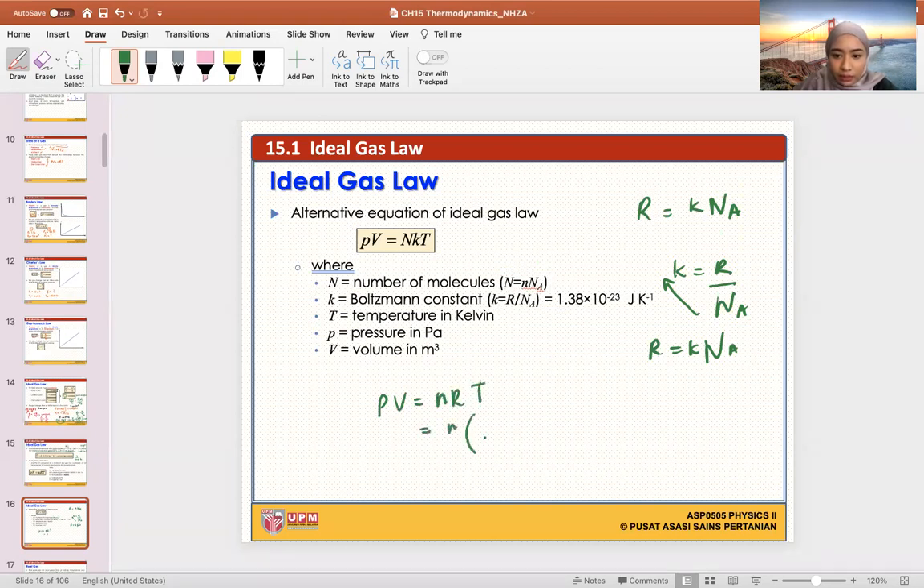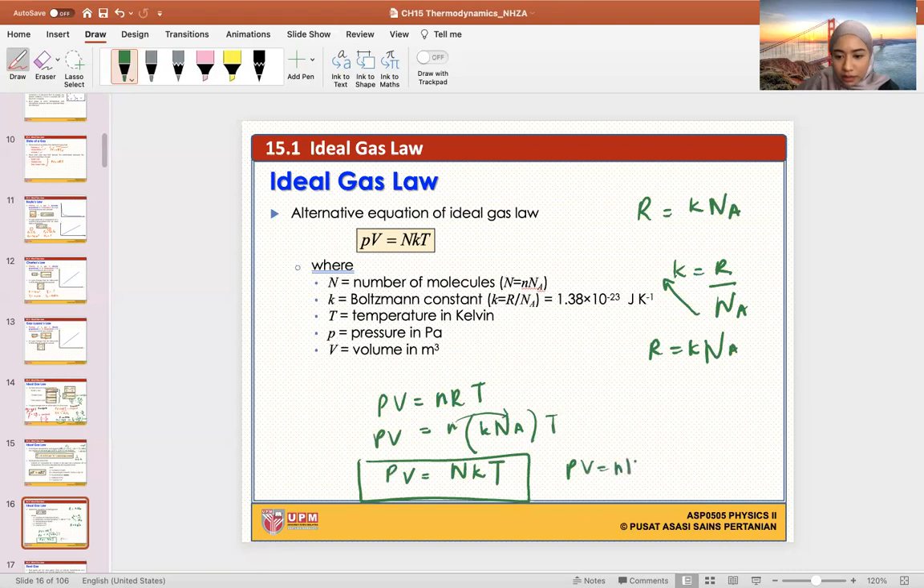So n, kita skip it first. k and NA, T, PV doesn't change. So n times NA gives you capital N, the number of molecules. Moles times Avogadro constant, the number of moles times the Avogadro constant gives you the total number of molecules, and that is n darab dengan NA akan dapat capital N, kT. So this is another version of PV equals nRT. If you want to use it lah.